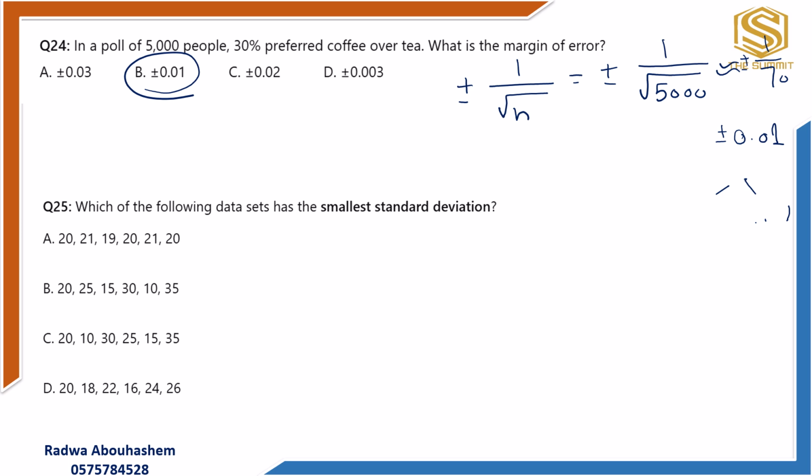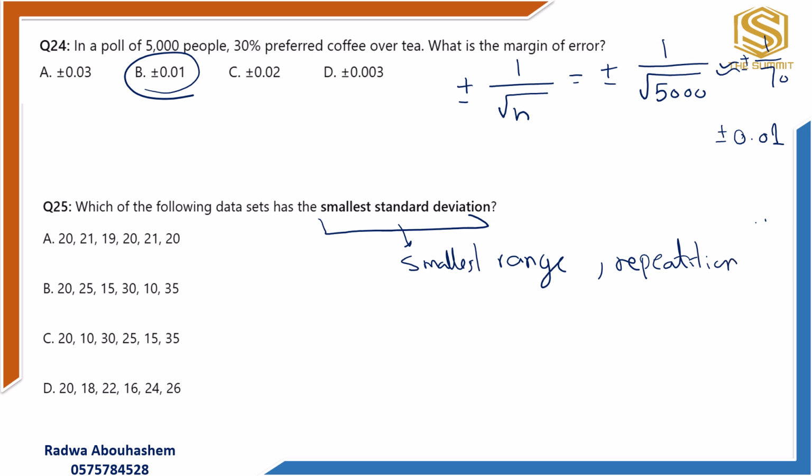Which of the following data sets has the smallest standard deviation? Smallest standard deviation means smallest range, and you check for repetition. You have values that are repeated. And also whether your set of data is centered at the median. So let me check here.